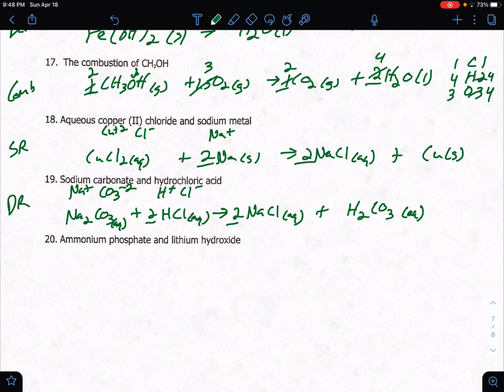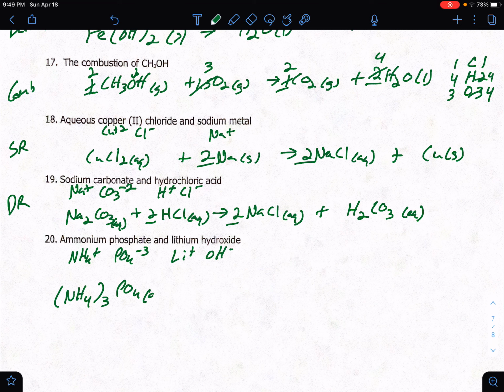20, ammonium phosphate. So this is NH4 plus, and phosphate is PO4 with a -3. I'm just getting these off that polyatomic list. Lithium is Li with a +1. Hydroxide is OH with a -1. So, I'm going to need 3 of these. Oops, I was saying 3. I need 3 of these ammoniums to balance out that 1 phosphate.